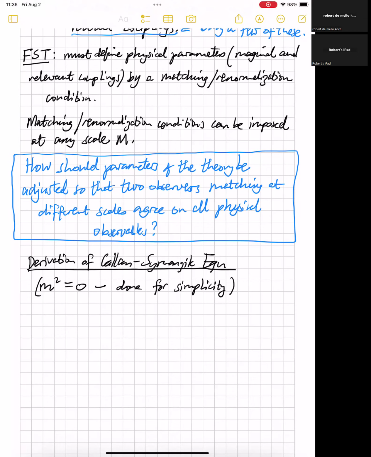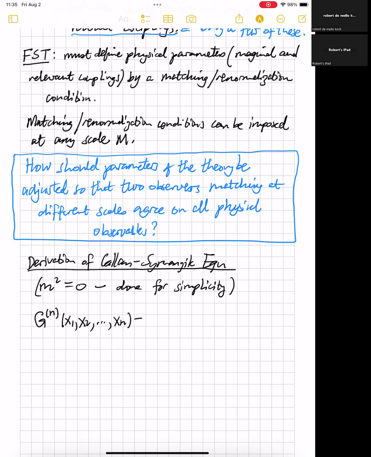Good. And then what we will do is Callan-Symanzik starts off by considering a correlation function. So let's call our correlation function Gn. So it's going to be an n-point function. It will therefore be a function of n coordinates, n space-time events, x1, x2 going up to xn.